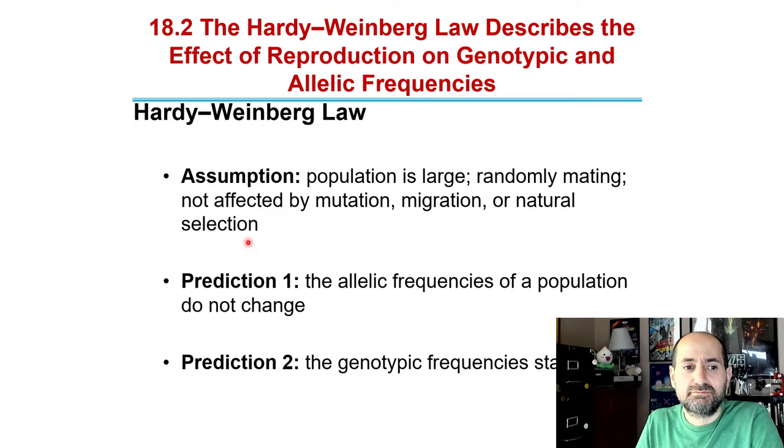If all these assumptions are true, are held up, then we can make two predictions. Prediction one, the allelic frequencies, so the frequency of big A or little a or big B or little b, of a population should not change. The frequency shouldn't change. You shouldn't start getting a whole bunch more percent of the population with blue eyes, for instance, just out of nowhere. And then prediction number two, the genotypic frequencies should stabilize. So the proportion of people with brown eyes to blue eyes and heterozygotes as well should stabilize. It should be the same percentages over time.